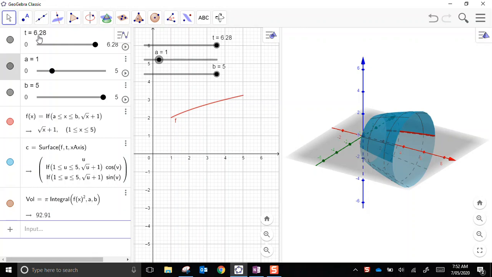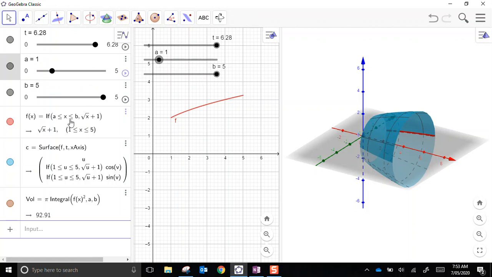So I started by creating a slider which I call t, and I've set that to run from 0 to 2 pi. I then have a slider a and a slider b, both from 0 to 5, and these will represent the lower and the upper bound of my integral, of my function. Now I chose to use a function of x here, which was square root x plus 1. And by putting the function of x into this expression, if x is between a and b, so that's the values here, 1 at the moment, and 5, yes, a is 1, b is 5.